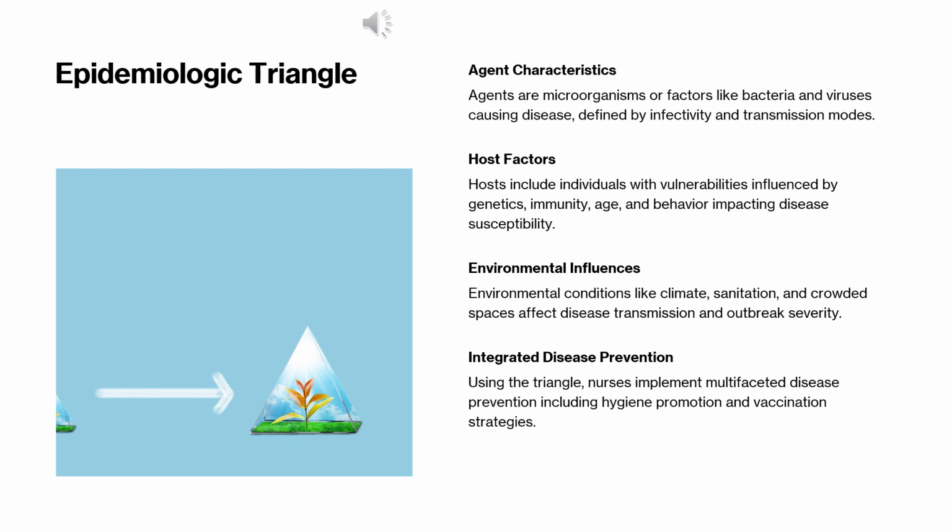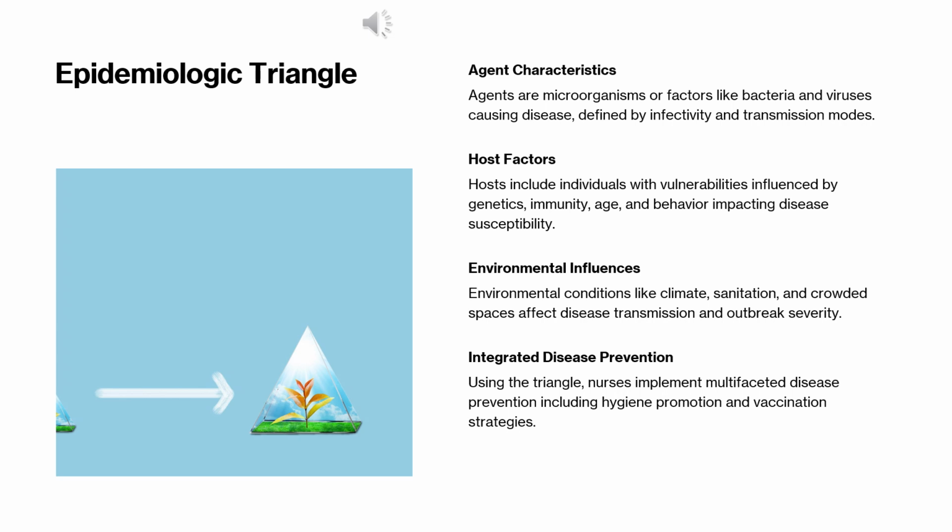Environment, or the where, includes external conditions that allow disease transmission, such as climate and weather, crowded living conditions, clean water and sanitation, food safety, healthcare access, vectors such as mosquitoes or ticks, and social or cultural conditions. Environment can either promote or prevent disease spread.